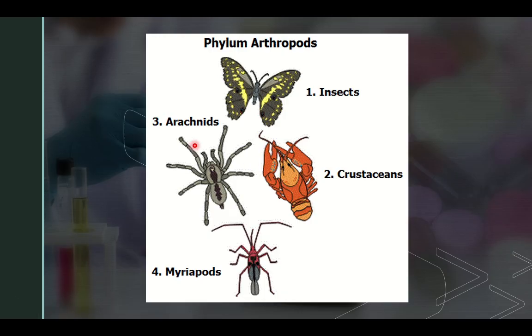Arthropods are further divided into 4 classes. So these 4 classes' characteristics we have to memorize. First one is insects. Number 2, crustaceans. Number 3, arachnids. And number 4, myriapods.